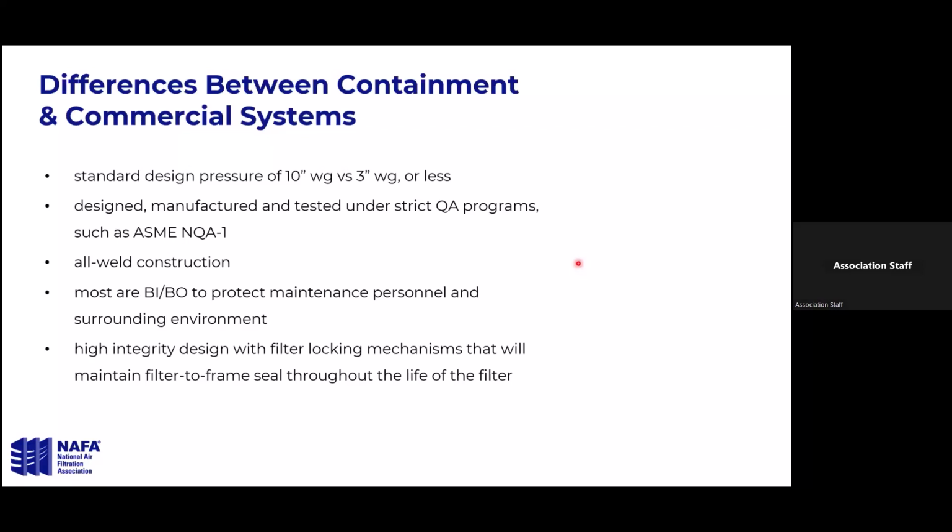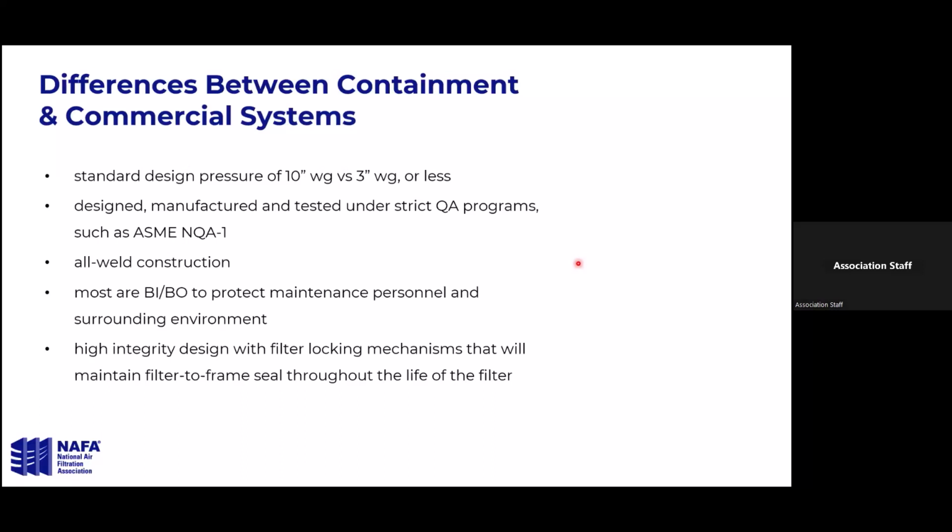They're going to be designed, manufactured, and tested under strict quality programs. One of those you may come across if you're reading a spec is going to be ASME NQA-1. This is the nuclear quality assurance program that the Department of Energy uses.